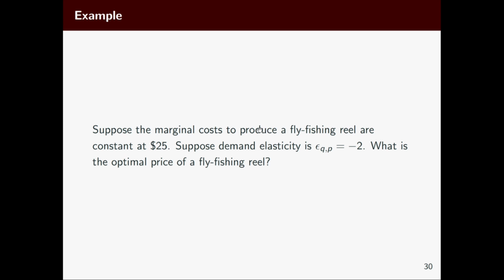So in this case, if we've estimated demand elasticity to be -2 for fly fishing reels, and it's some constant number here where every time we produce a reel, it costs us $25 to do so. If that is all true, then the best price for a fly fishing reel, in this case, if we're a monopolist, is to price that fly fishing reel at $50.